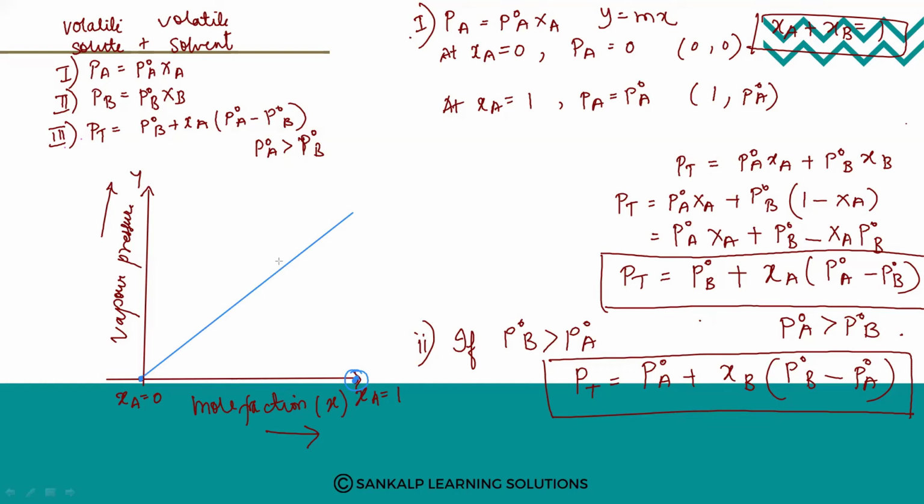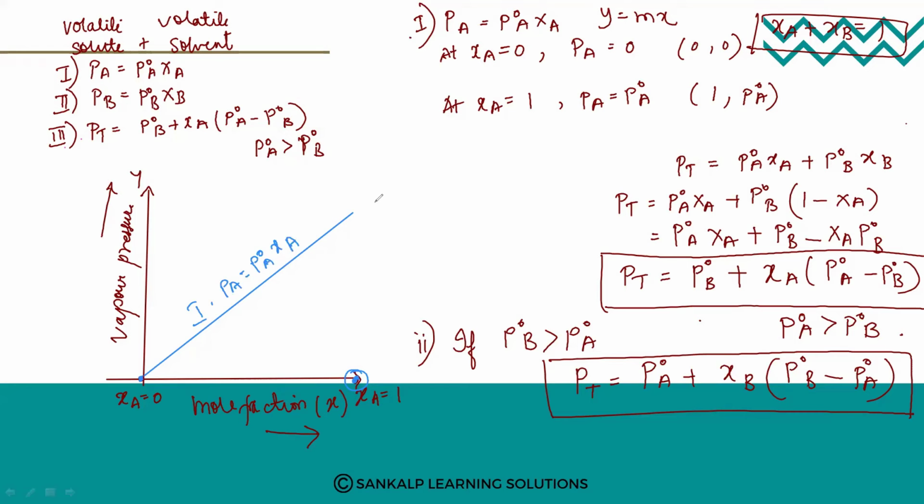Okay. So this will be P naught of A. So here also there will be a, so this is the origin. So this is your graph wherein this is your graph for the first one, that is PA is equals to P naught A into psi of A.